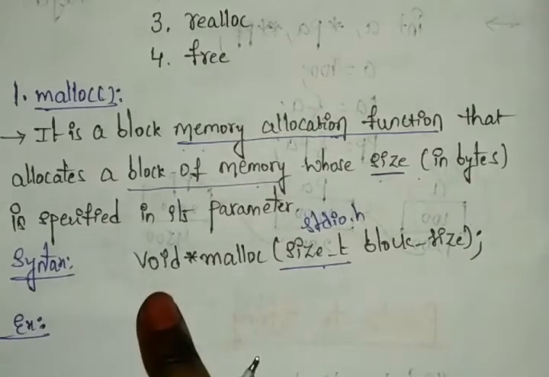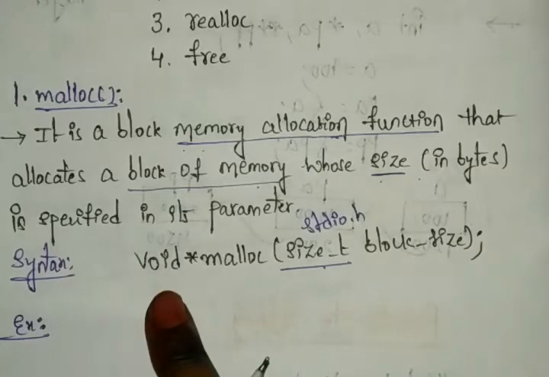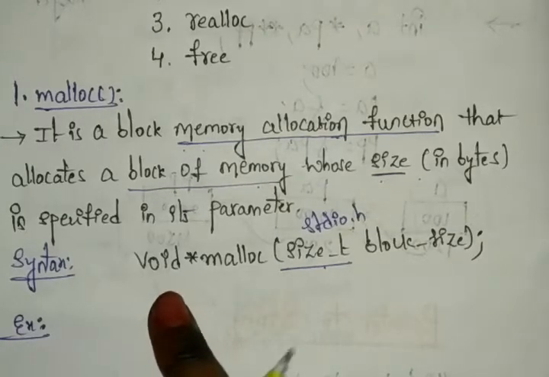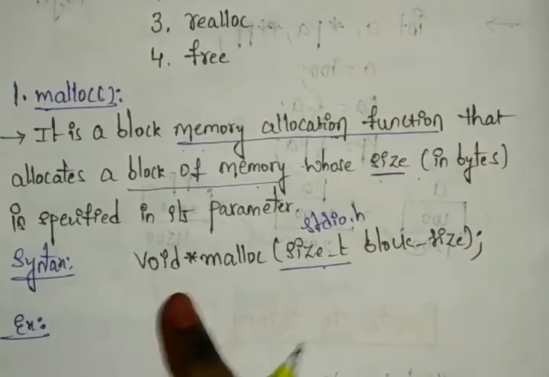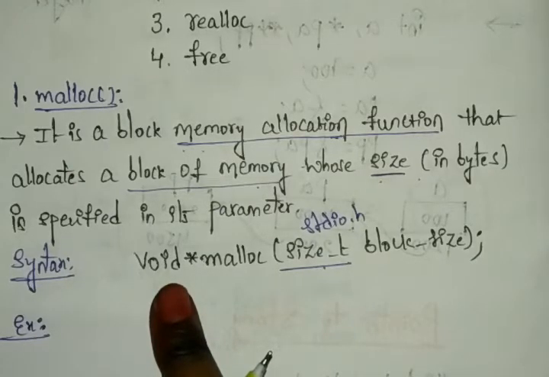And next, here we have the void. It is a return type, which we can call a pointer return type. It points to the first byte of the allocated memory. If the block is allocated successfully, there is no problem and it allocates the memory automatically. Otherwise, it returns a null pointer.